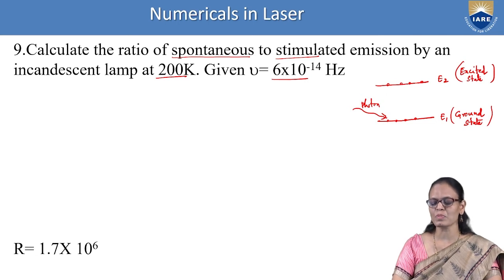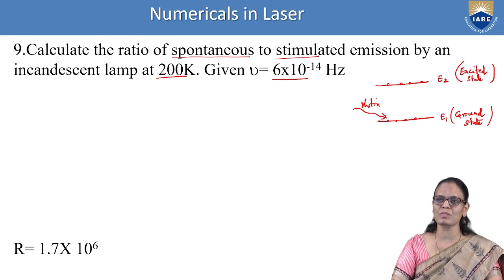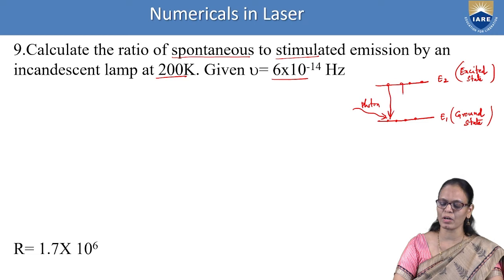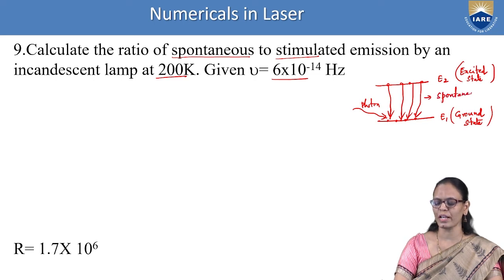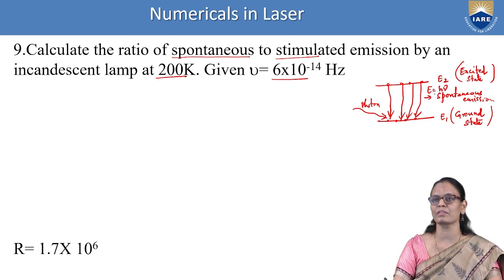Now, the atoms which are in the excited state cannot stay there for a longer time. They will have to make a transition to the lower energy level, and the time for which they can stay here is very limited, which we call a lifetime. Once the lifetime is over, these atoms come to the ground state on their own and you call it spontaneous emission. Spontaneous means on its own. If they are coming down, you call it spontaneous emission, and the difference in energy, E2 minus E1, is being emitted.